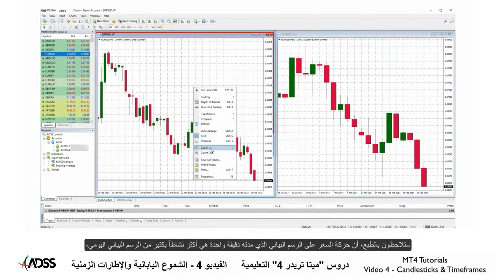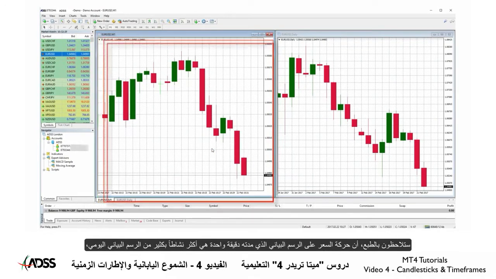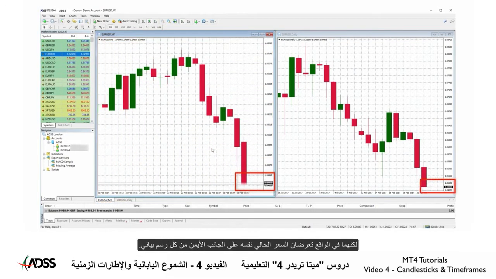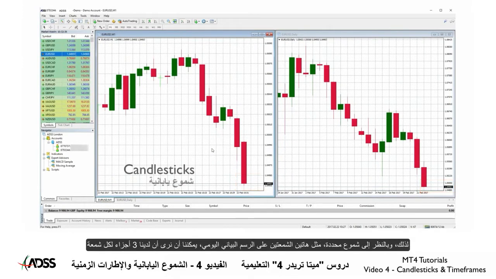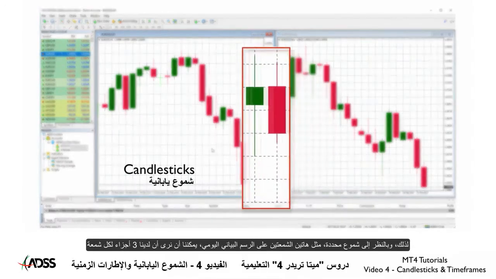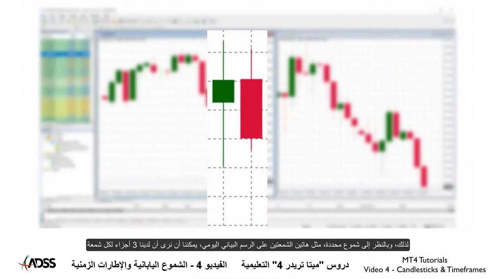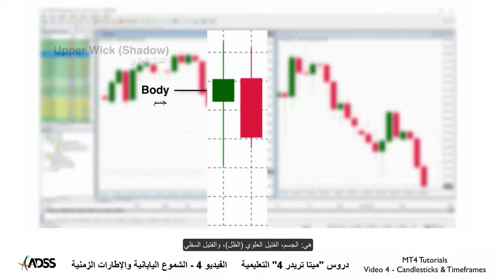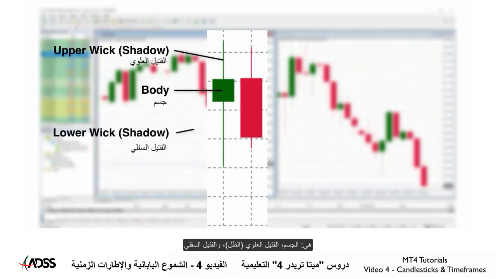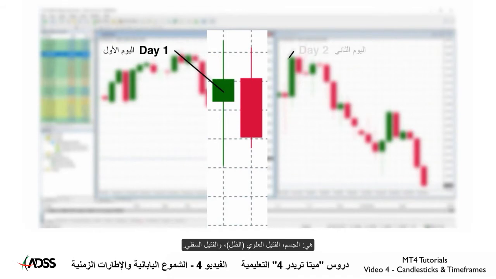You will note, of course, that price action on the 1-minute chart is far more active than the daily chart, but they are in fact displaying the exact same current price on the right-hand side of each chart. So, looking at specific candlesticks like these 2 on the daily chart, we can see that we have 3 parts to each candle: the body, the upper wick or shadow, and the lower wick. Being daily candles, they represent price action during 2 days.